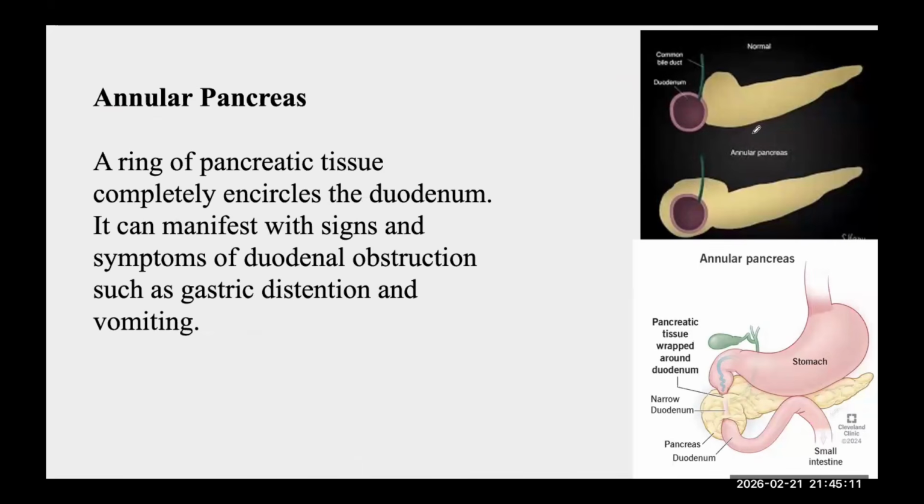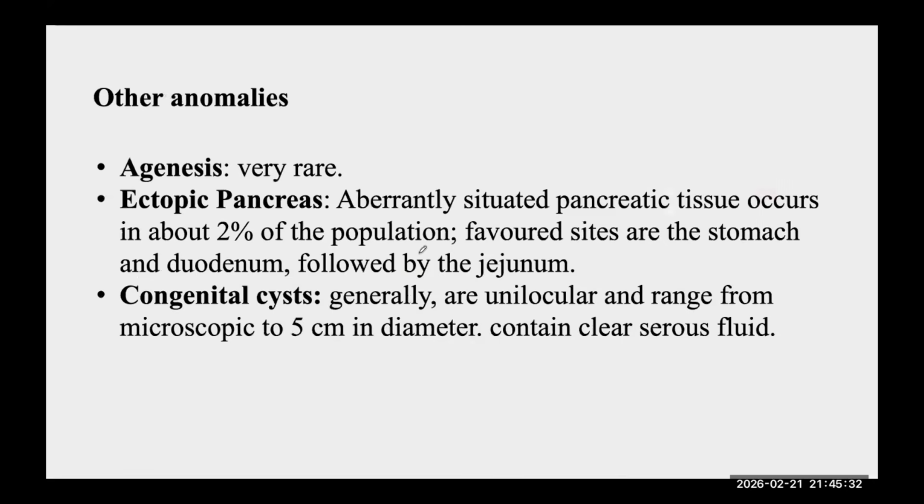Now we're going to discuss the annular pancreas. Now this condition is basically when part of the pancreas encircles the duodenum, as you can see here, and this can cause an obstruction. And imagine if instead of the pancreas being here, it goes all the way and encircles the second part of the duodenum. This can cause abdominal distension, it can cause vomiting, all signs of intestinal obstruction.